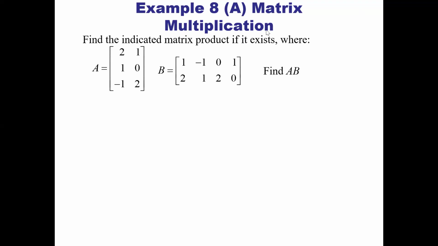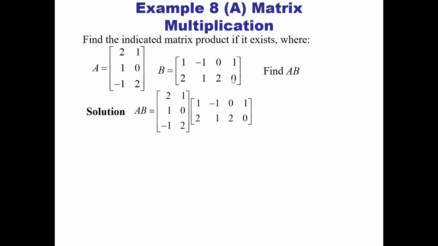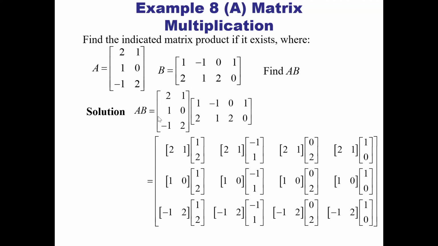All right, so just more examples of matrix multiplication. We're supposed to find the indicated matrix product if it exists. So we're taking A times B, a 3 by 2 and a 2 by 4. Is that going to work? Yeah, because you have 3 by 2 and 2 by 4, so the 2's match. And so you're going to end up with a 3 by 4 matrix. And so we have C, which is 3 by 4.